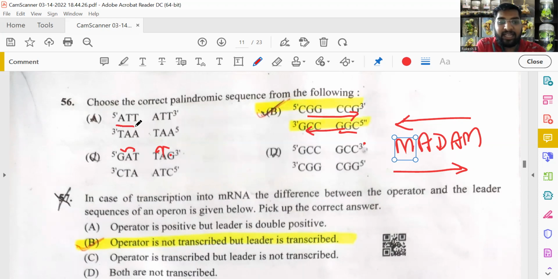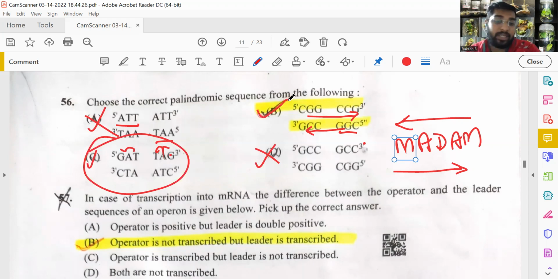Such sequences are called palindromic sequences. Here you can see ATT comes, but here AAT comes, so it is wrong. Even this is not the option. This is just to confuse you. This is the right answer. This is the palindromic sequence.